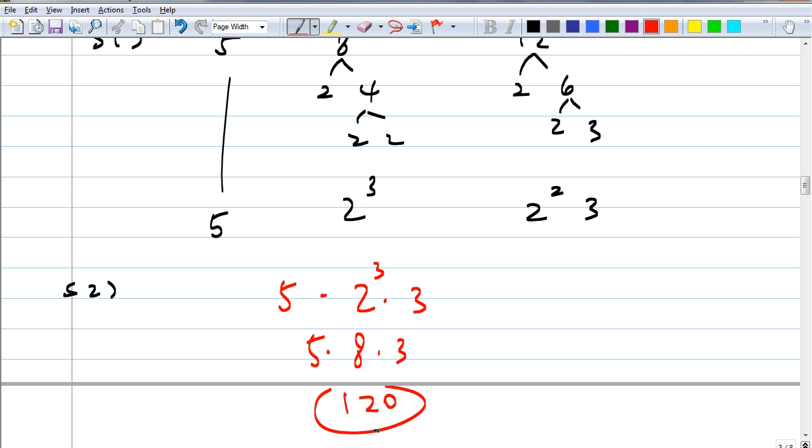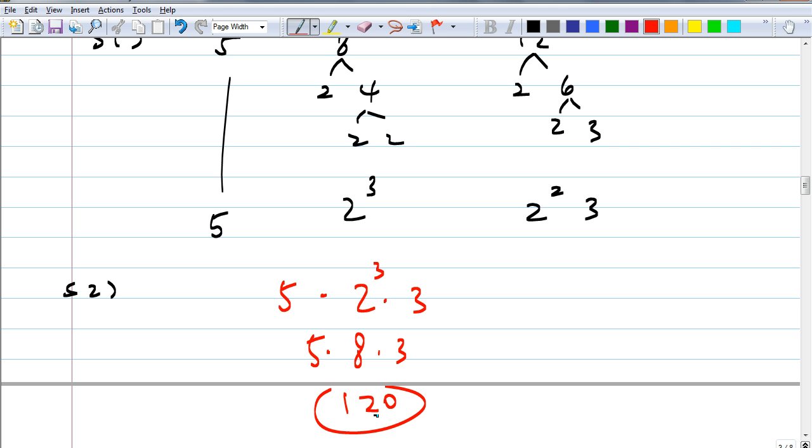How many times does 5 go into 120? It's whatever 8 times 3 is, because 5 times 8 times 3 gives you 120, right? What's 8 times 3? So it's 24. Okay, here we go. Then let's move on to the next example.